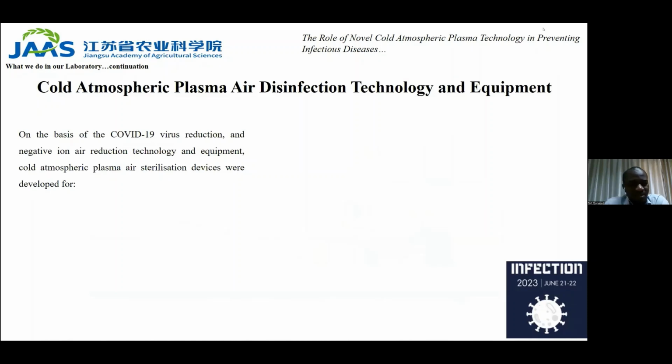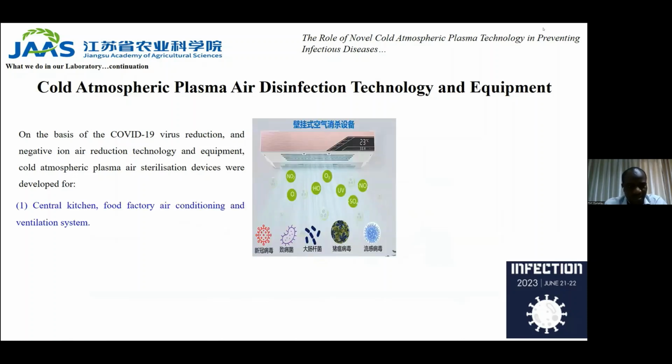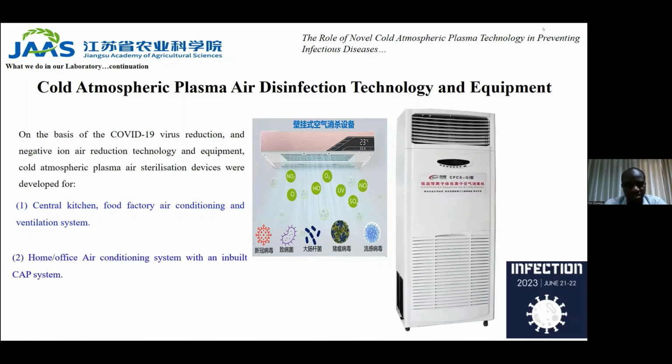We also developed air disinfection technology based on the COVID-19 technology. The first machine we developed is like a ventilation system. We put the cold plasma into the ventilation or air conditioning system for large settings like hospitals, kitchens, factories, or schools. We built a system that can be inserted into the ventilation or air conditioning to sterilize the environment. We also built a home or office air conditioning system with an inbuilt CAP system in it.